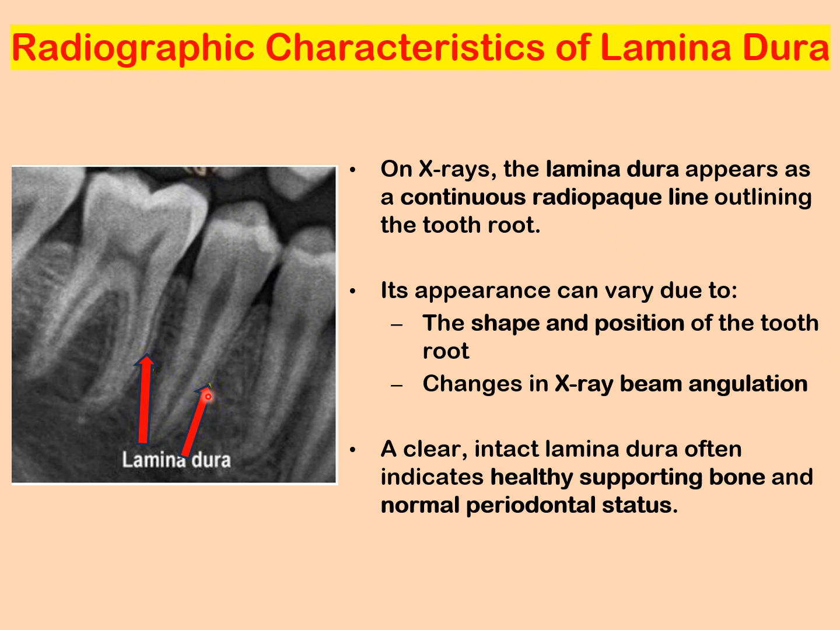So coming to the radiographic characteristics of lamina dura, on X-rays it appears as a continuous radio-opaque line that outlines the root of the teeth. Its appearance can vary due to the shape and position of the tooth root and changes in the X-ray beam angulation. So a clear intact lamina dura often indicates healthy supporting bone and normal periodontal status.